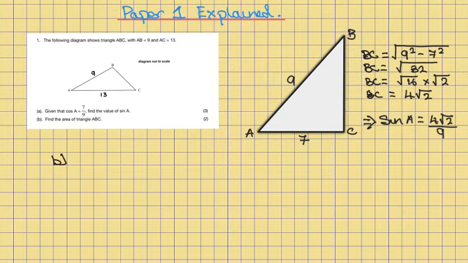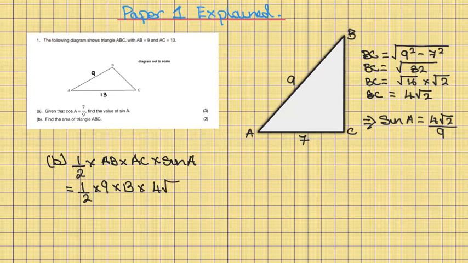B. Find the area of the triangle ABC. Well, the area of a triangle can be found using a half times AB times AC times sine A, which is equal to a half times 9 times 13 times 4 root 2 over 9.